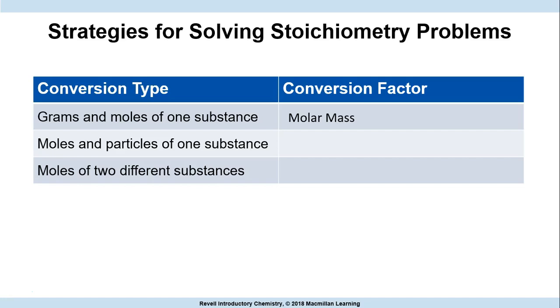Now, if you are converting between moles and particles of one substance, what you are going to use is Avogadro's number, which is 6.02 times 10 to the 23. Now, if you are converting between moles of two different substances, you must use the balanced chemical equation. It is from the balanced chemical equation that you will obtain the mole ratios. So this is the map that you have to follow.